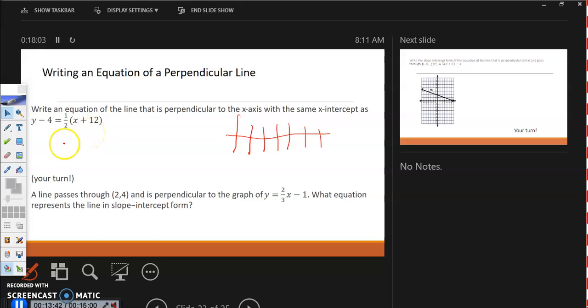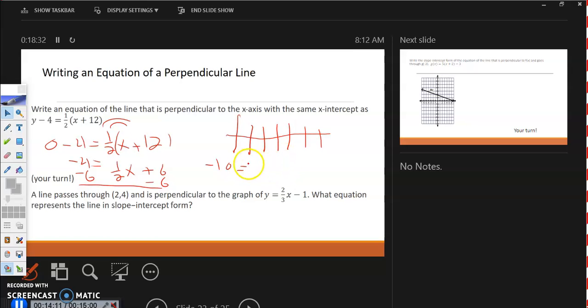So what we're going to do here is we're going to plug in 0 for y, because on the x-axis y is always equal to 0. So we're going to say 0 minus 4 equals 1/2 times x plus 12. So we're going to distribute the 1/2 to get negative 4 equals 1/2 x plus 6. Then we're going to subtract 6 on both sides to try and get x by itself now. So we get negative 10 equals 1/2 x. So then to get rid of the 1/2, we just multiply both sides times 2. So we get x equals negative 20.